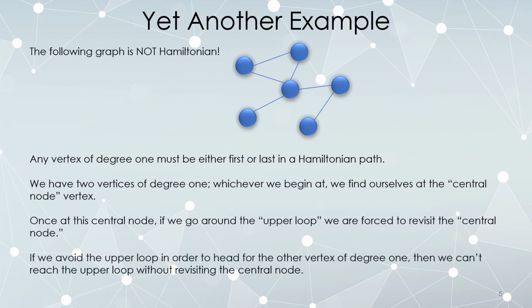So either you do the upper loop, in which case you use that central node twice, or you don't do the upper loop, in which case you're not visiting every vertex. Either way, there is no way to draw a Hamiltonian path on this graph.